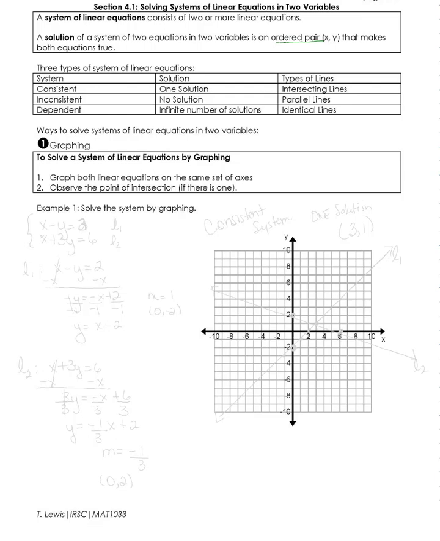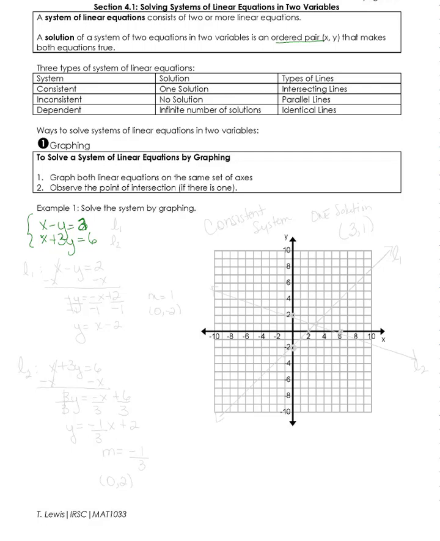So let's take a look at this example that I'm going to write. We have x minus y is equal to 2, our first equation. And then we have x plus 3y is equal to 6. So we're going to graph.